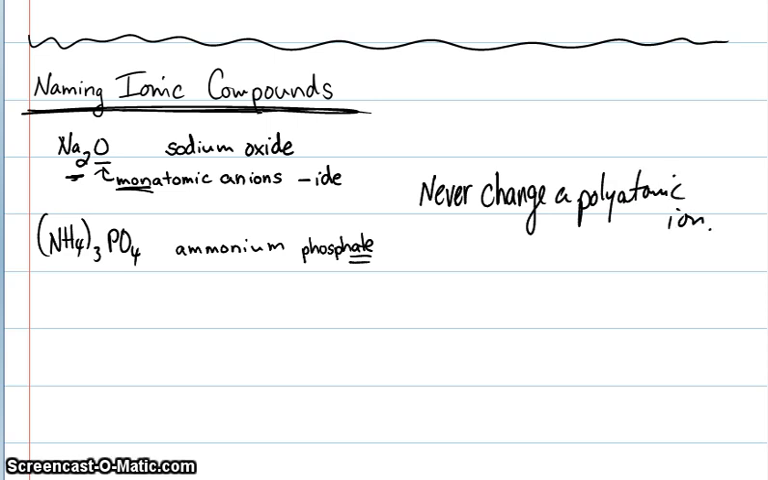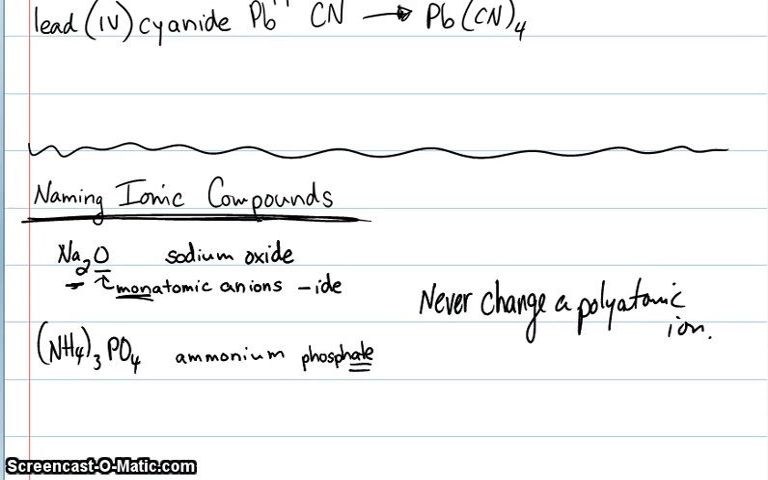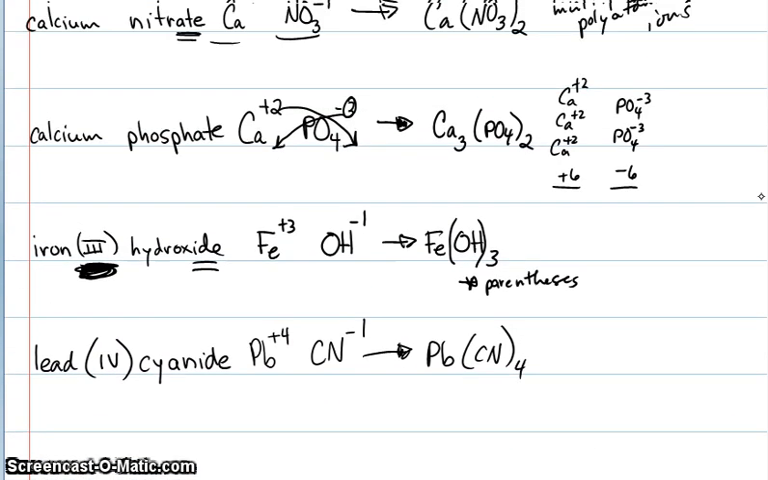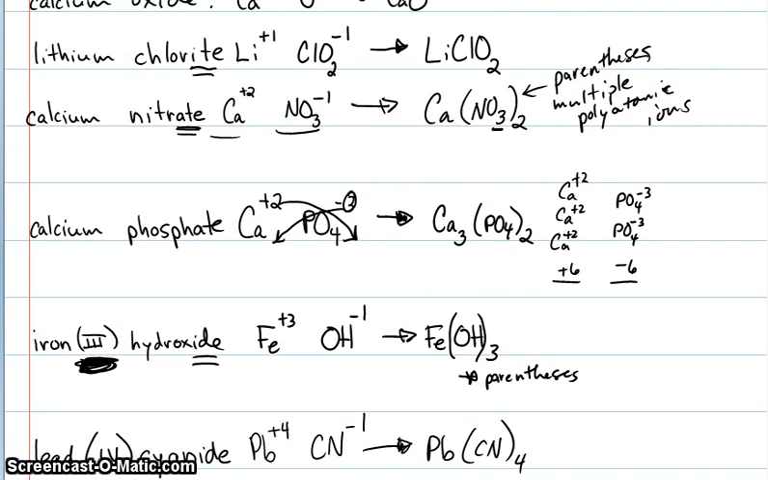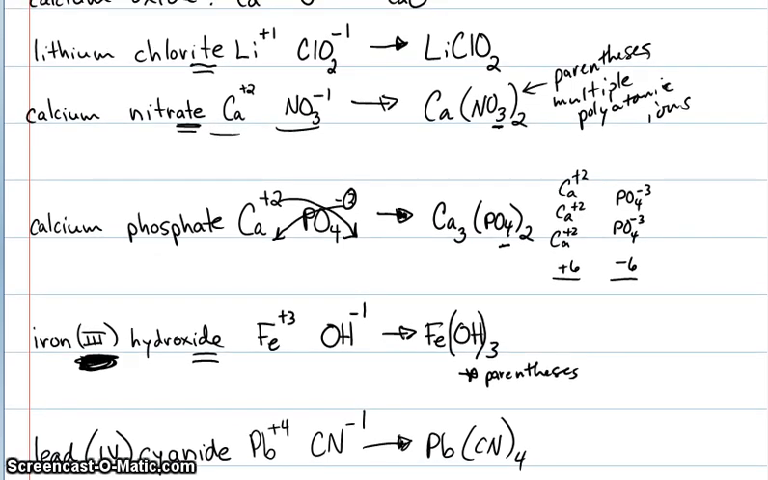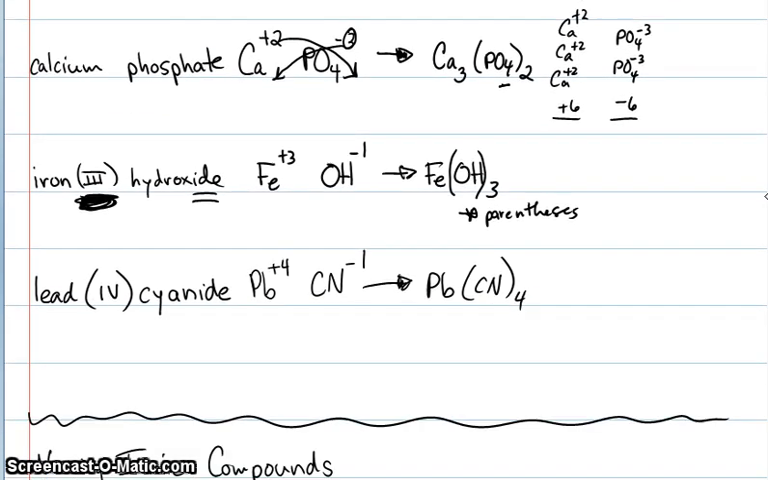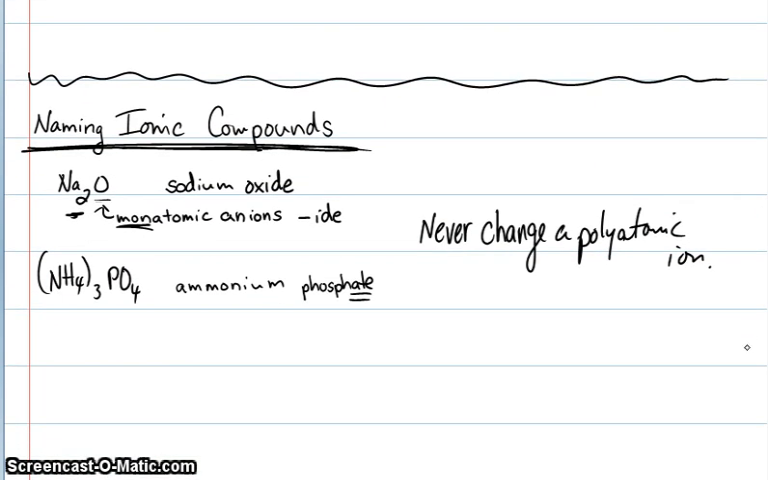Even up top, even up here. Don't worry, he's coming back. Even up here, we never change a polyatomic. We can't take the 3 or the 4 off. All we do is add a parentheses with a number, but we never, ever change a polyatomic ion.